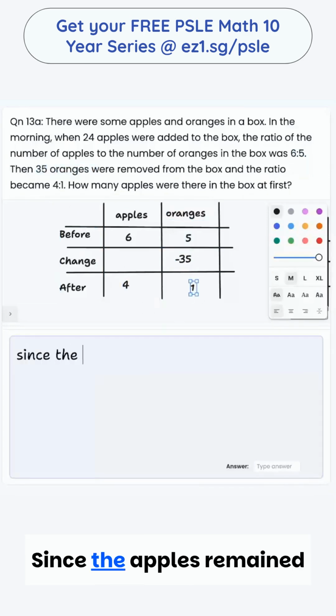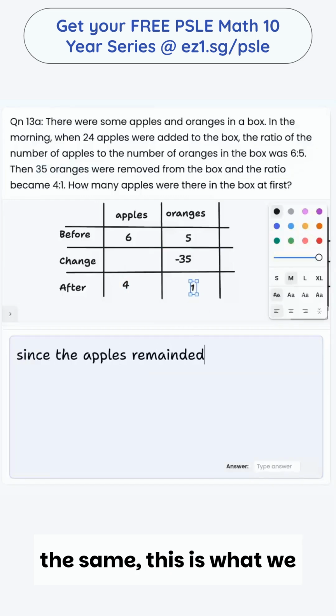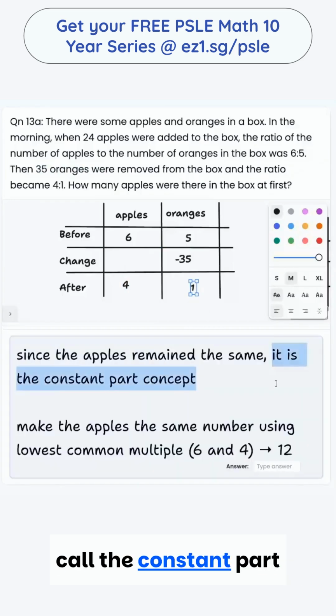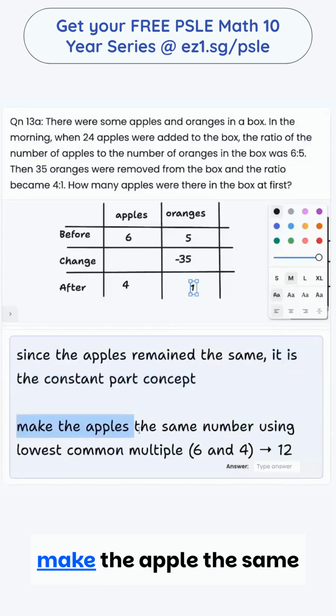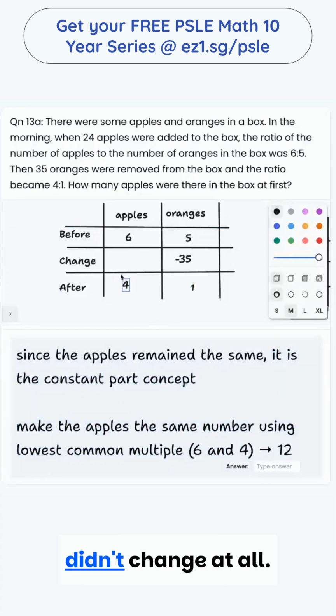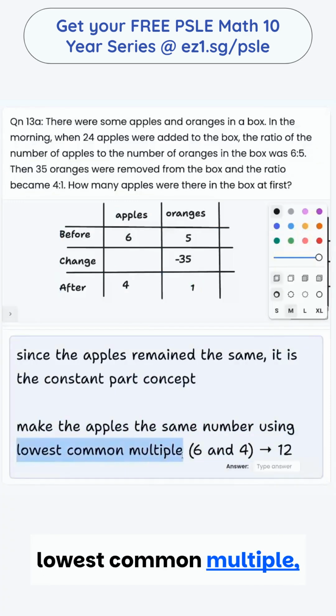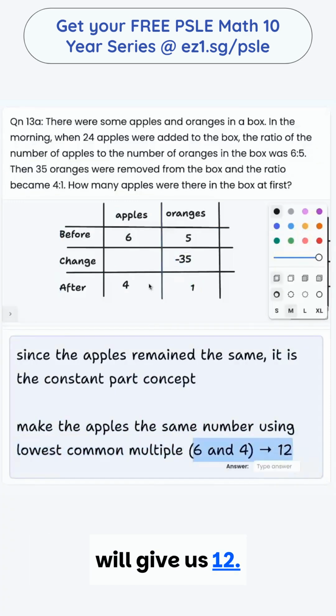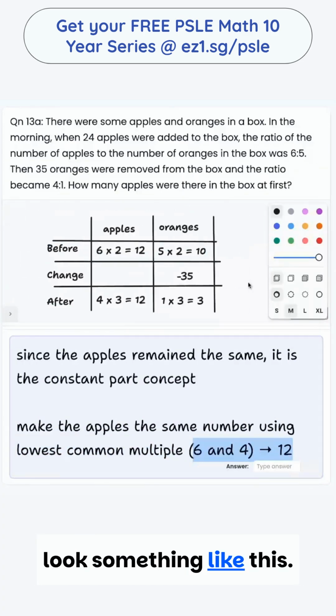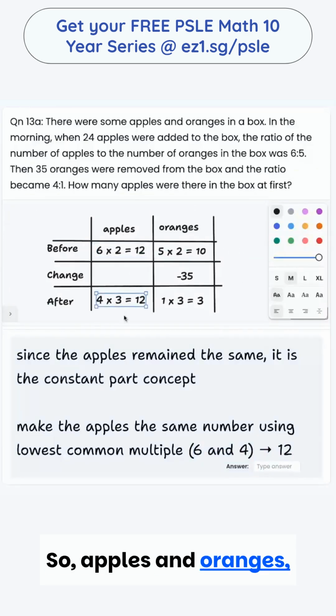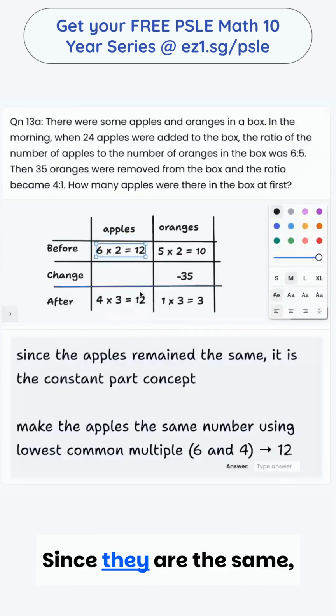Since the apples remained the same, this is what we call the constant part concept. That means you want to make the apples the same number because they literally didn't change at all. So we want to use the lowest common multiple of 6 and 4, which gives us 12. Then we multiply the apples and oranges accordingly. So apples will both become 12: 6 times 2, 4 times 3. Since they are the same, we also do the same with oranges, 5 times 2 and 1 times 3. So you see that the oranges before is now 10 and after is 3.